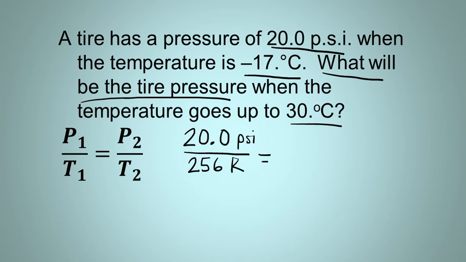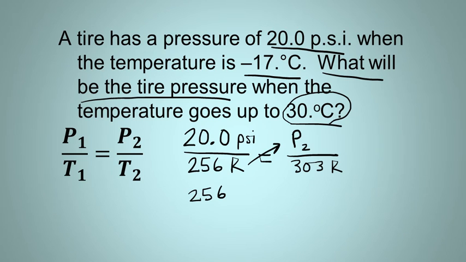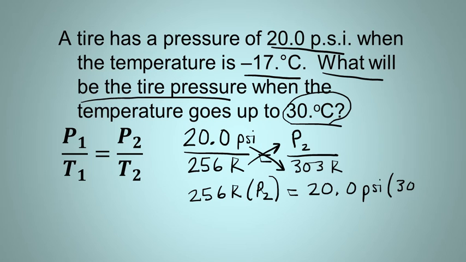And then that's equal to P2, which is what we're trying to solve for. P2 is our unknown, over T2. The final temperature is 30 degrees Celsius, so we convert that to kelvins and write that as 303 kelvins. And so once again, we now have to cross multiply. So in this direction, I'm going to cross multiply. We get 256 kelvins times P2 equals, and in the other direction, we get 20.0 psi times 303 kelvins.